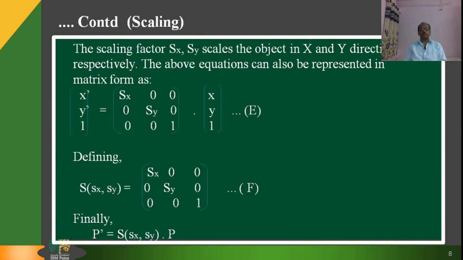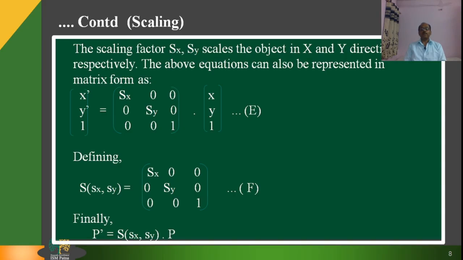So, the scaling factors sx and sy scale the object in the x and y direction respectively. The equation can also be represented in matrix form, as shown in expression E and expression F. So, finally, we see that P dash, I mean the point after scaling, is equal to S, that is Sx and Sy, multiplied by the original point, the original shape P.